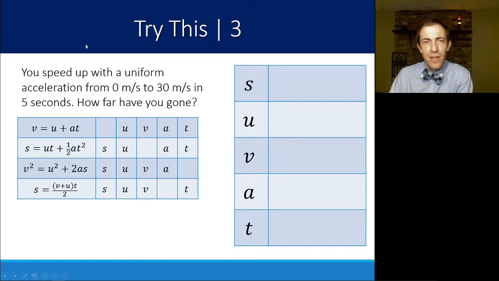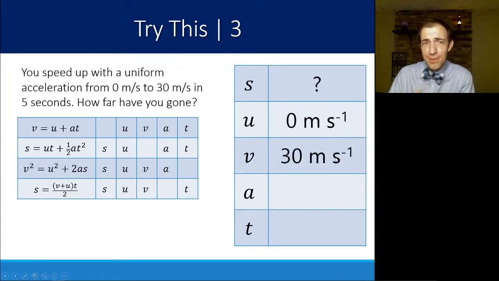And then I just list in what I know, and then what I don't know is going to become useful to me later on. So here I see that we start at 0 meters per second. So first we're going to be looking for displacement. How far have you gone? So S is what we're trying to find. U then is 0 meters per second. V is 30 meters per second. And then T is 5 seconds.